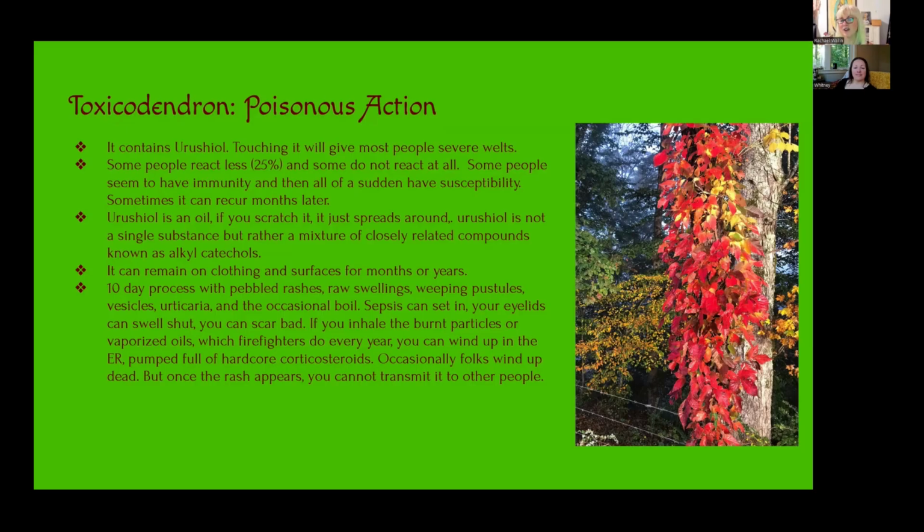For fires and firefighters, if you inhale these burning particles or the vaporized oils, you can wind up in the ER. Don't burn this as an incense. You'll be pumped full of hardcore corticosteroids. There have even been reports of people winding up dead from this. But once you get the rash, the oils are already gone, so you cannot transmit it to other people. If you know somebody with poison ivy, don't worry, you're not going to get it.